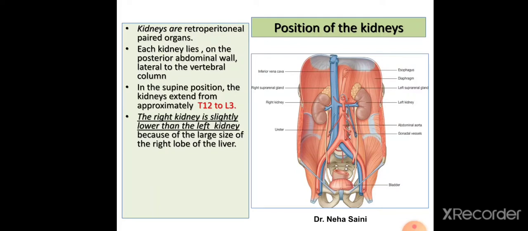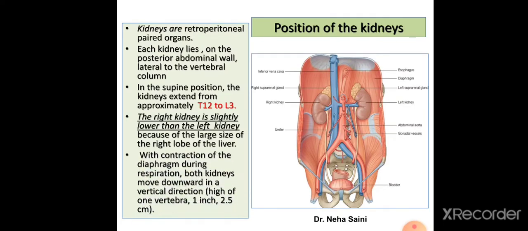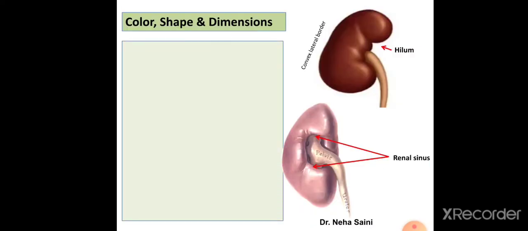The right kidney is slightly lower than the left kidney because of the large size of the right lobe of the liver. With contraction of the diaphragm during respiration, both kidneys move downward in a vertical direction up to 1 inch. Now the color, shape and dimensions of the kidney.